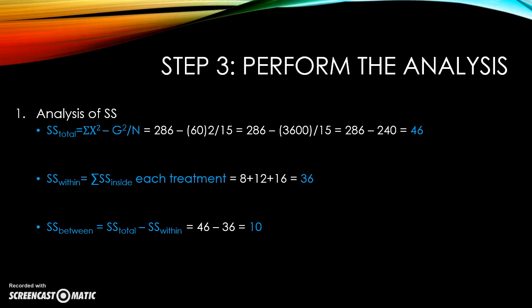For sum of squares within treatments, we would take the sum of squares from each treatment. So we take 8 from treatment 1, 12 from treatment 2, and 16 from treatment 3, and get 36. Now for SS between, you will take the sum of squares total minus the sum of squares within. So take the two previous values we just found and subtract the 36 from 46 and get 10.